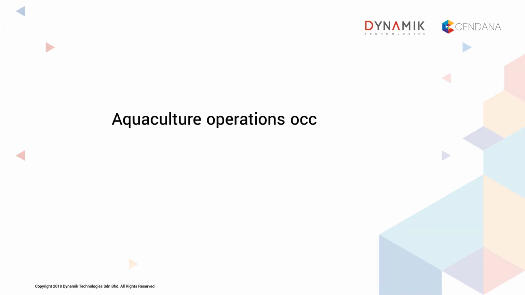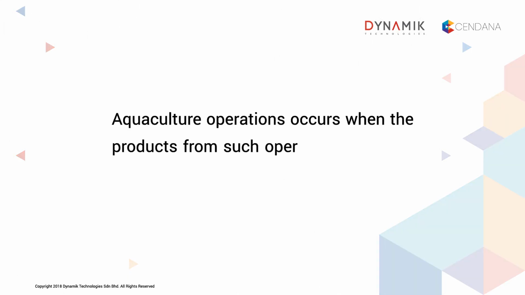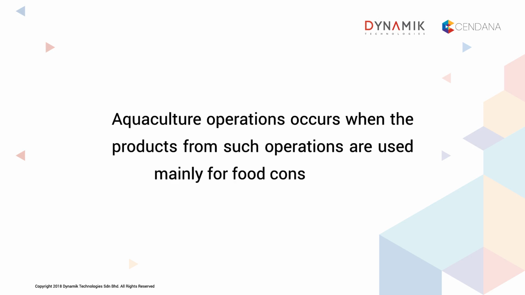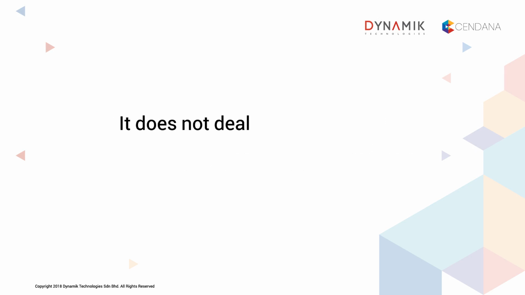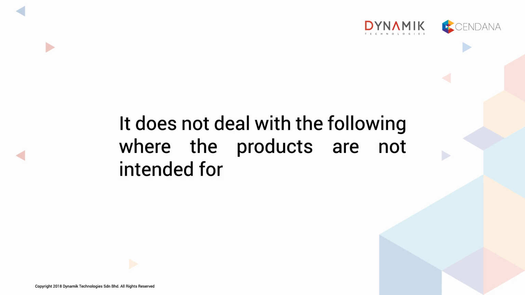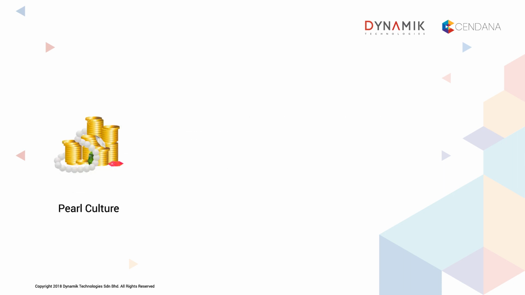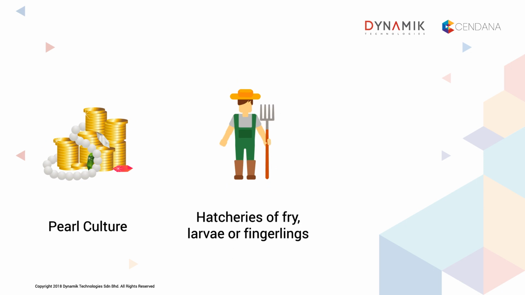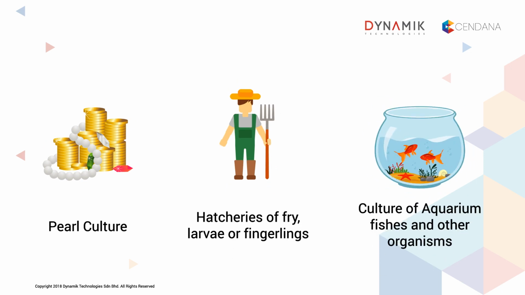Aquaculture operations occur where the products from such operations are used mainly for food consumption. It does not deal with the following specialized aquaculture operations where the products are not intended for food consumption, such as pearl culture, hatcheries of fry, larvae or fingerlings, culture of aquarium fishes, and other organisms.